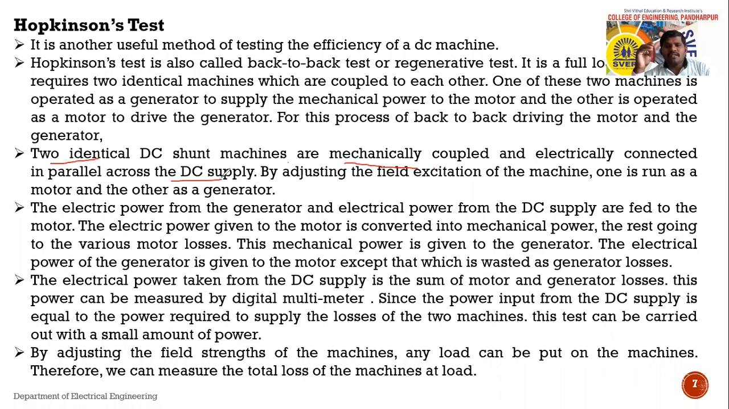See, the machine which runs as a motor will take power from the supply line, and it will convert some of the electrical energy into mechanical energy. There is a direct coupling between both machines. So this motor will rotate the generator shaft. Because of the direct coupling, the generator will also rotate at the same speed as that of the motor. Once the generator starts rotating, it will induce some EMF.